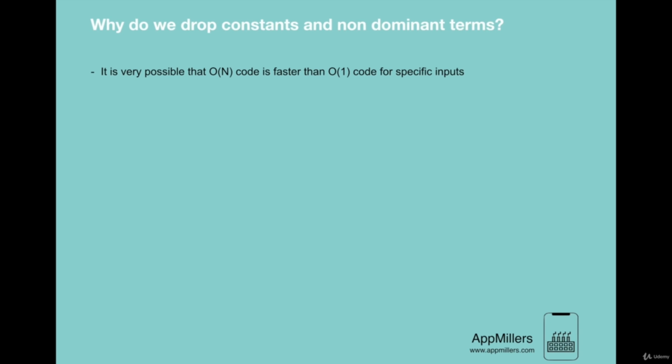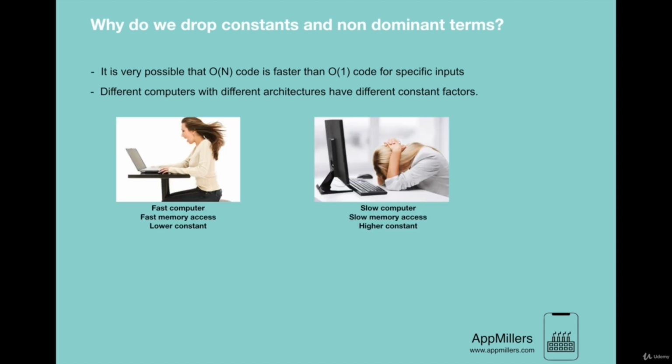And the second reason is that different computers with different architectures have different constant factors. A faster computer might be able to access memory faster than a slower computer. So faster computers will have a lower constant factor for memory access than slower computers. However, we are just interested in the algorithm, not the hardware, when doing asymptotic analysis, so we ignore such factors.